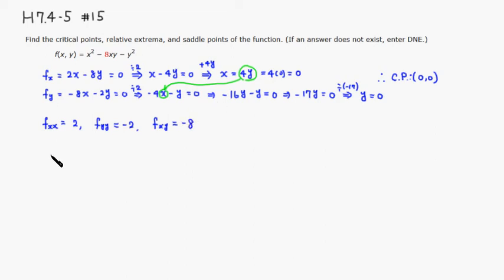So let's compute the quantity D, which is going to be 2 times negative 2 minus negative 8 squared, which is negative 4 minus 64, so it's negative 68. So this is negative. If D is negative, this tells you that it's going to be a saddle point. A saddle.